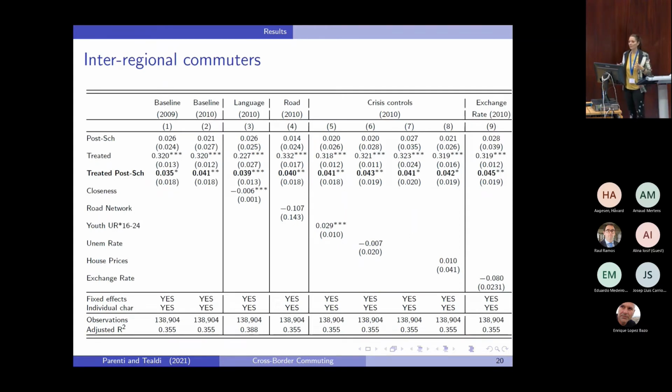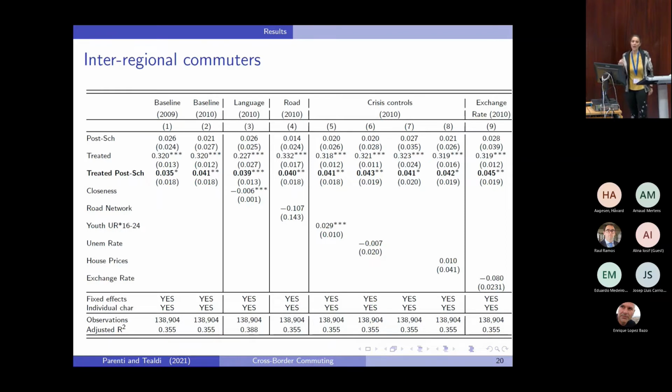Then we restrict the sample to the interregional commuters. First we had in the sample all the employed and unemployed people in the treated and control regions. In this case, we only restrict to interregional commuters, so either people that cross the border to commute or cross an internal regional border. In this case, we find that the treatment effect becomes significant even in 2009.